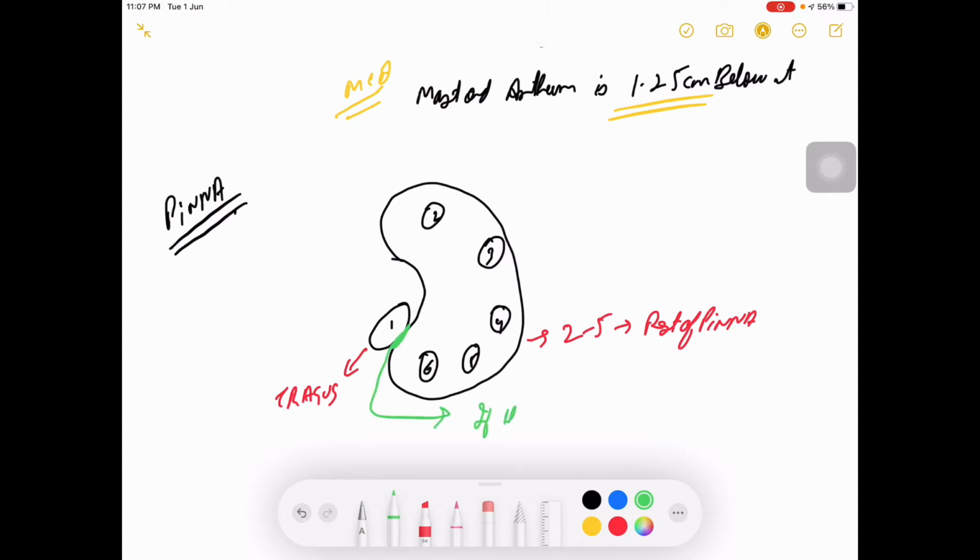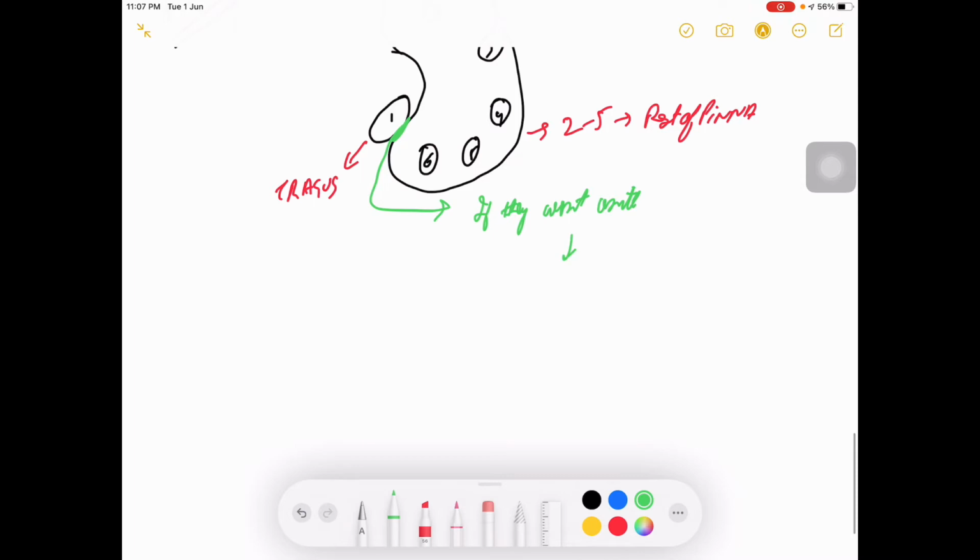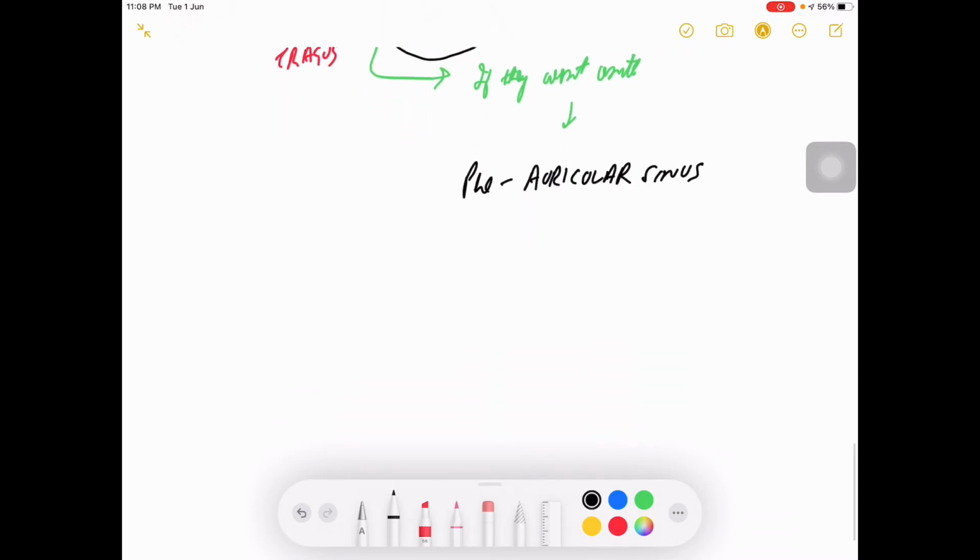If they won't unite, then what will happen? Then that will lead to the formation of a defect that is known as preauricular sinus. This is important, the preauricular sinus, because you'll find many cases where the patient will come with it, and in some cases these sinuses or fistulas are internally connected with something. So you need to be very careful about that.